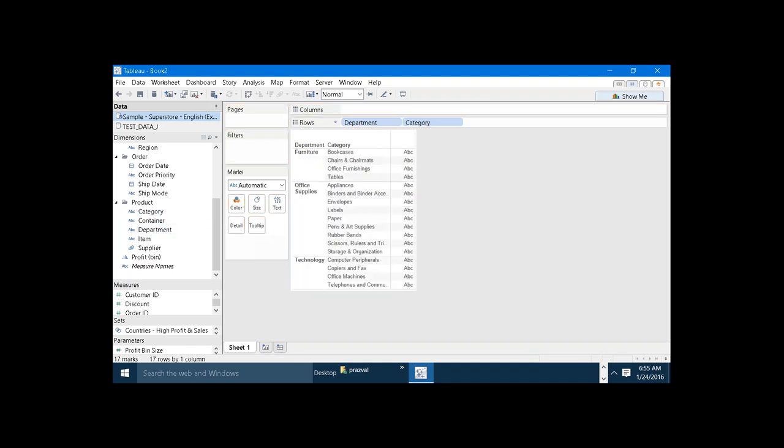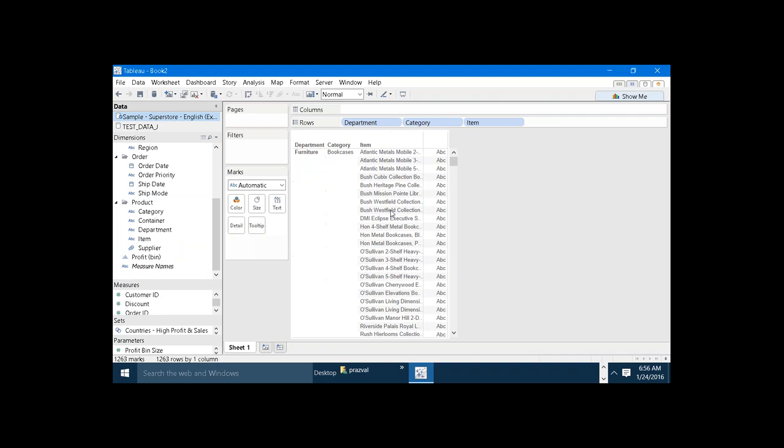Next, here we have one more dimension called category. So what is category? This category is the shrunken dimension of the department. And next, item. So what about item? Item is the shrunken dimension of category and the department. So department comes under unchanged, category is the shrunken dimension of department, and item is the shrunken dimension of both the category and the department.